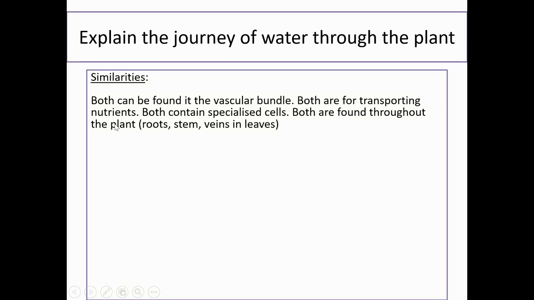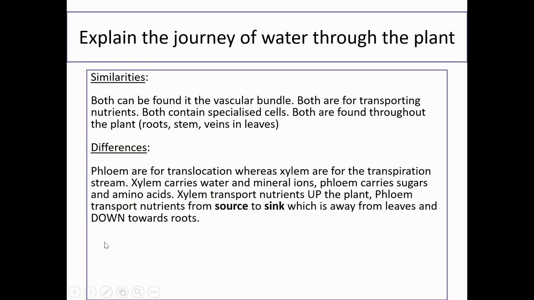Both are for transporting nutrients, both contain specialized cells, and both are found throughout the plant, so in the root, the stem, and the veins in the leaves. There are lots of differences, however. Phloem are used for translocation, whereas xylem are used for transpiration, or the transpiration stream. Xylem carries water and mineral ions, whereas the phloem carries sugar and amino acids. Xylem transports nutrients up the plant, whereas the phloem transports nutrients from source to sink, which could be down the plant or up the plant.